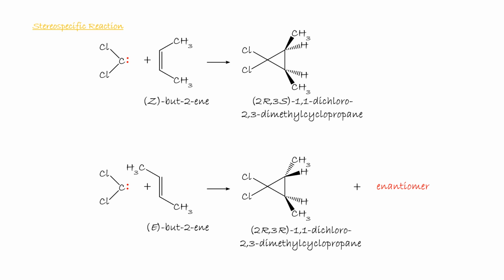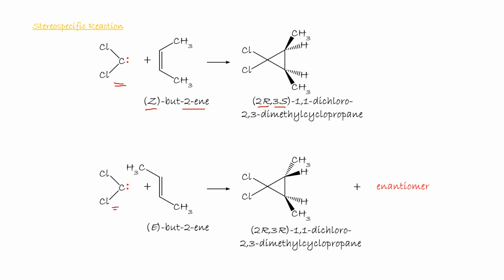As we mentioned before, this reaction is a stereospecific reaction, which means that reacting dichloromethylene with different stereoisomeric substrates leads to the formation of different stereoisomeric products. So reaction of dichloromethylene with Z-2-butene gives 2R,3S-1,1-dichloro-2,3-dimethylcyclopropane, and this is a meso structure, so it's one compound.